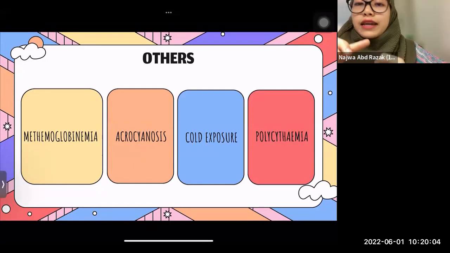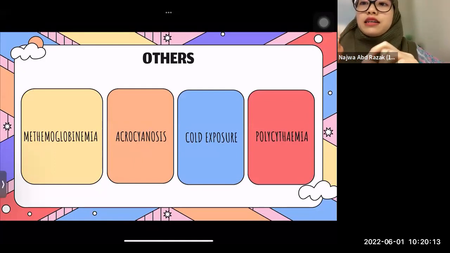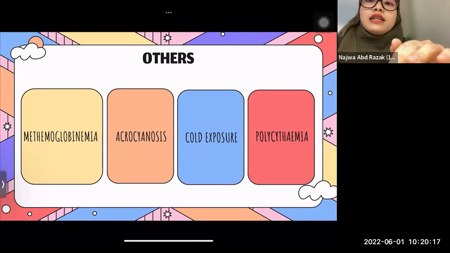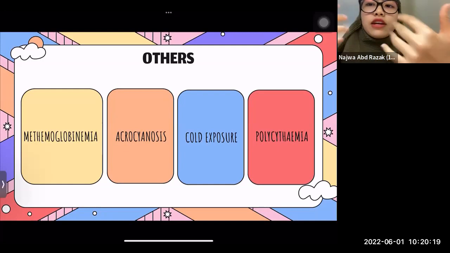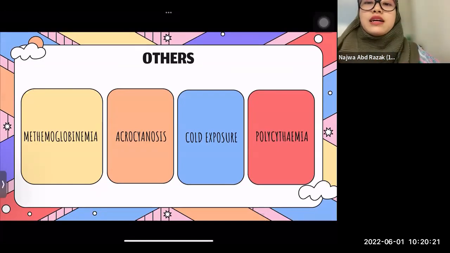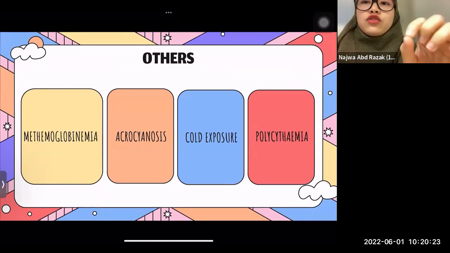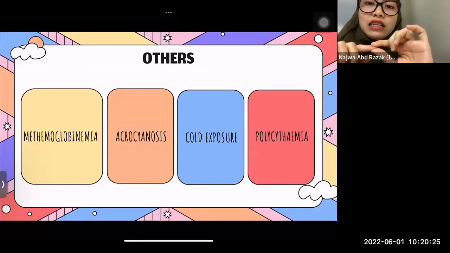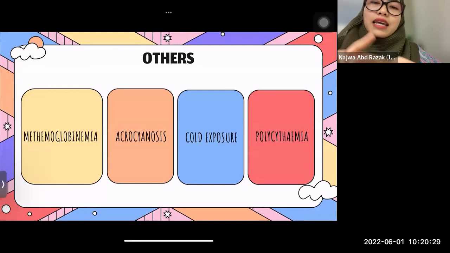So next is acrocyanosis. Acrocyanosis is common in the delivery room, and it is usually normal. This is the specific clinical feature of acrocyanosis: it causes blue color of the hands and feet, and the rest of the body will be pink. Acrocyanosis is caused by vasospasm of the small vessels of the skin in response to cold. It can either be primary or secondary.